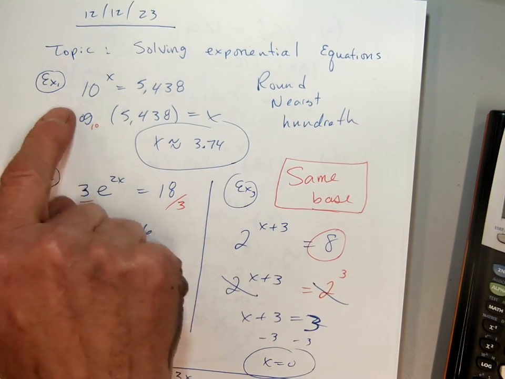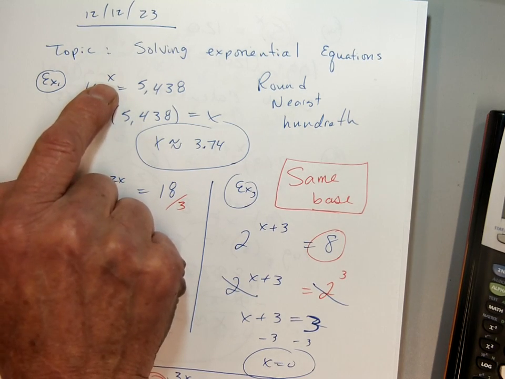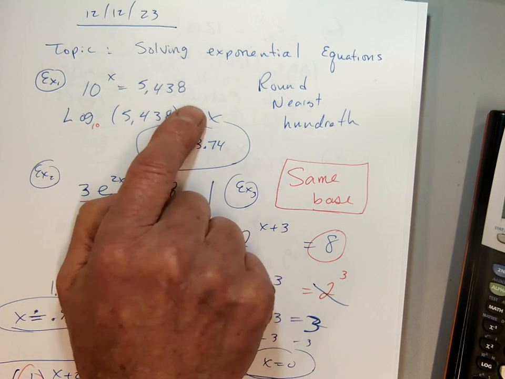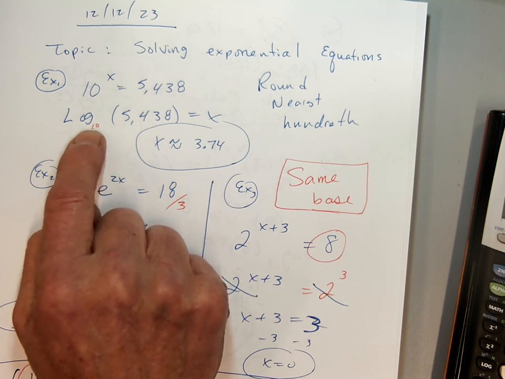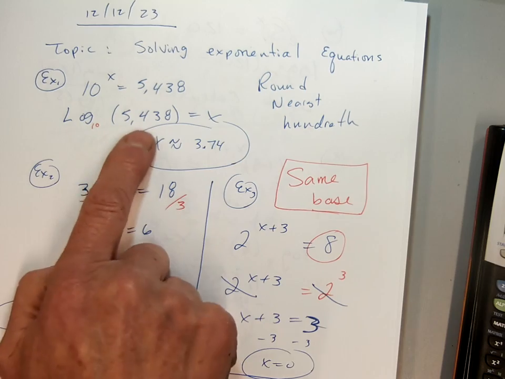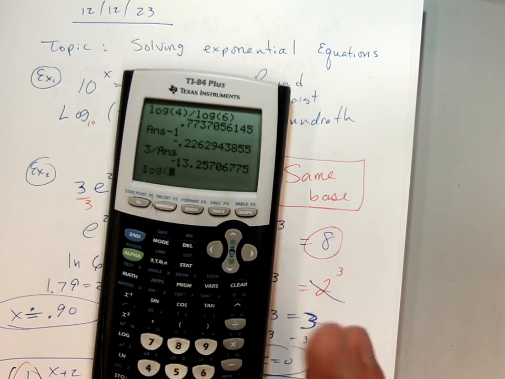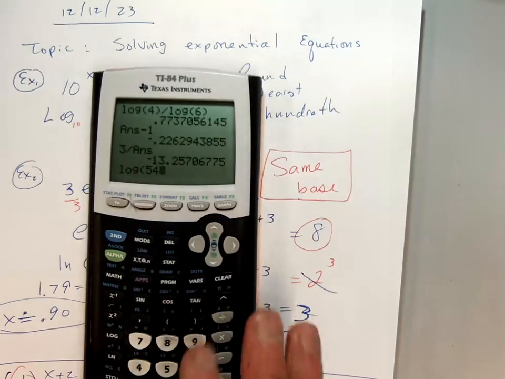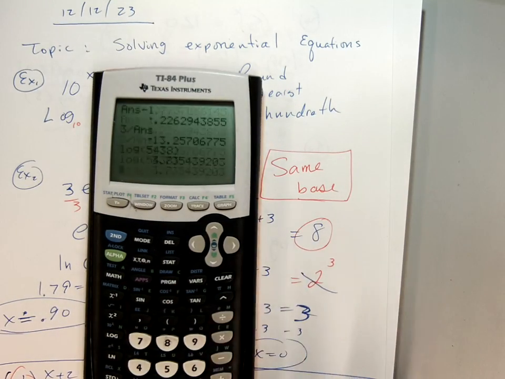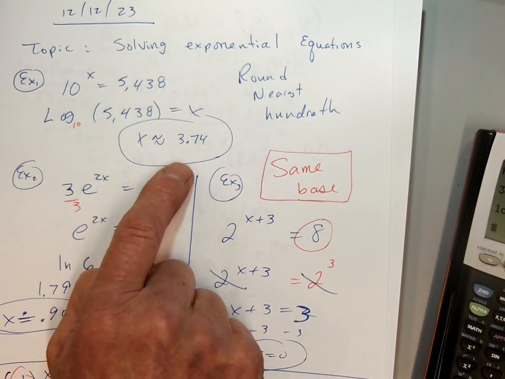But definitely example one, we got 10 to the x. If we have to solve for x, 10 to the x equals 5,438. I changed it to log form, log base 10, which is my common log or my calculator log of 5,438. I just hit my log button, right? Log of 5,438, and I got my answer, okay? I rounded to the nearest hundredth, so about 3.7, pretty easy.